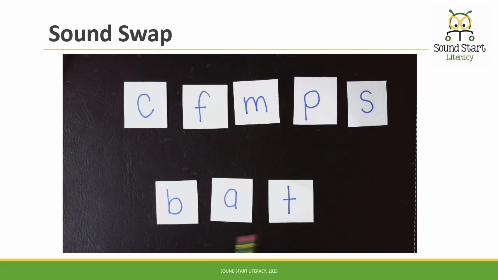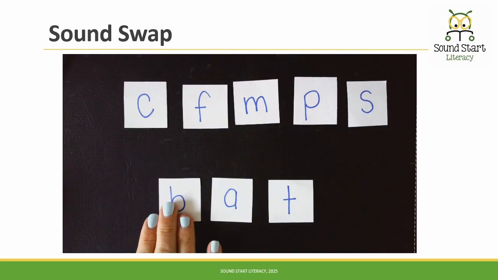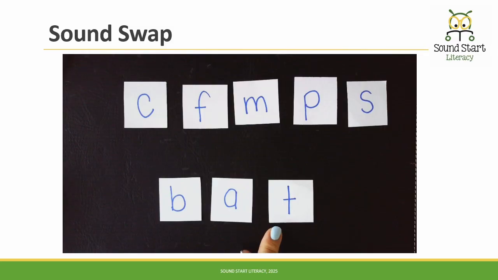Okay, now at this point, the child might need to read it very slowly, such as b, a-t, and they might even have to do ba, t, bat. Okay, so at this stage, it's very slow. That's what you're going to expect. Now, what we want is for the child to listen to what's changing, what sound is changing, and they're going to change one sound and one spelling to make a new word.